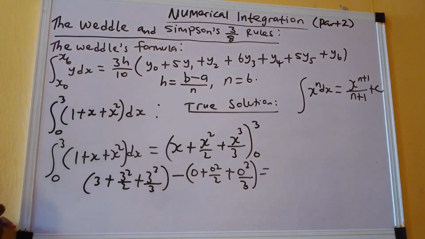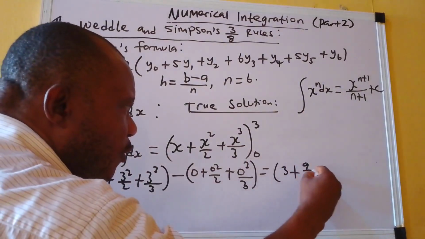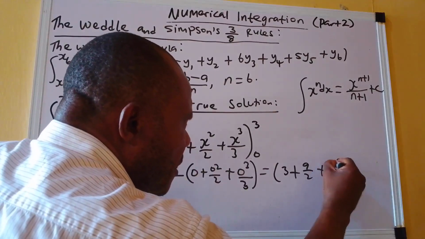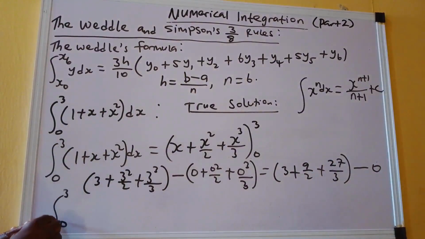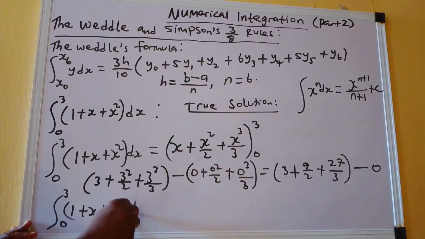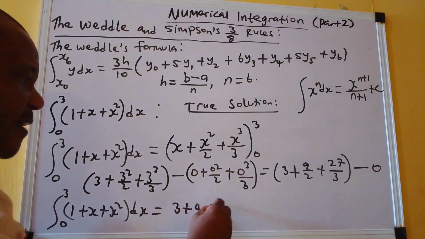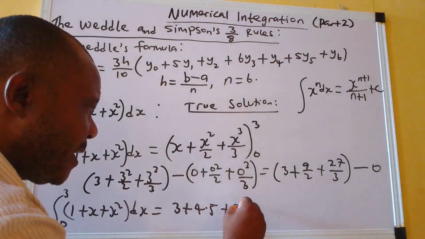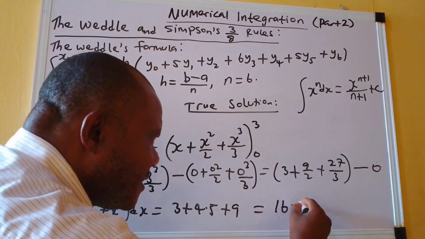So this will now be equal to, you open the bracket, 3 plus 3 squared is 9. It will be 9 all over 2 plus 3 raised to power 3 is 27, all over 3, then minus 0. So the solution to this problem, the integral of 1 plus x squared dx, will now be equal to 3 plus 4.5 plus 27 divided by 3 is 9, plus 9, and that will be equal to 16.5. So our answer is 16.5.